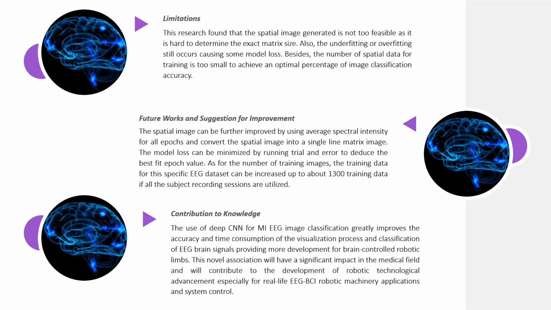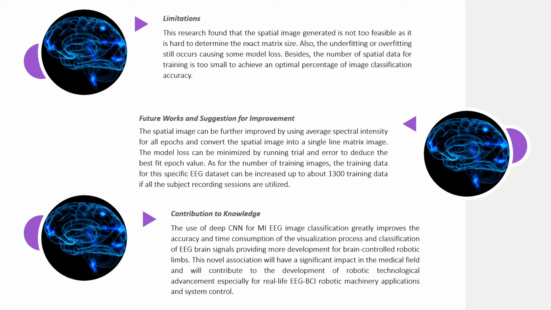This research found that the spatial image generated is not too feasible, as it is hard to determine the exact matrix size. Also, underfitting or overfitting still occurs, causing some model loss. Besides, the number of spatial data for training is too small to achieve an optimal percentage of image classification accuracy.